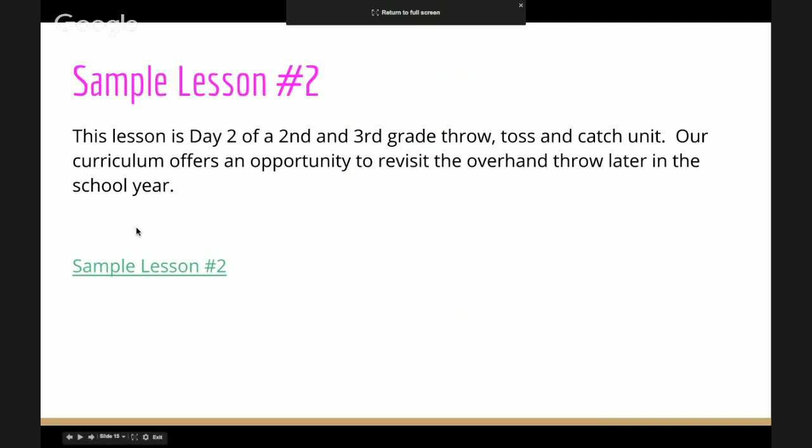All right, so this one, I'm just going to pull up and show you quick, and then I won't go through it like I did last time, but I want you to know that it's there for your reference. It's a lesson of day 2 of a 2nd and 3rd grade throw, toss, and catch unit, which I gave some examples of earlier. Again, our curriculum offers the opportunity to revisit the overhand throw later in the school year.